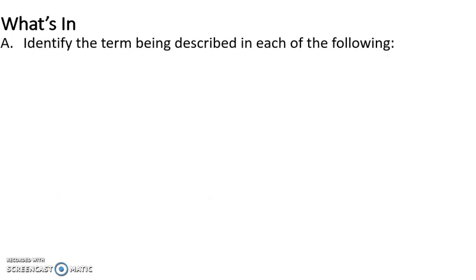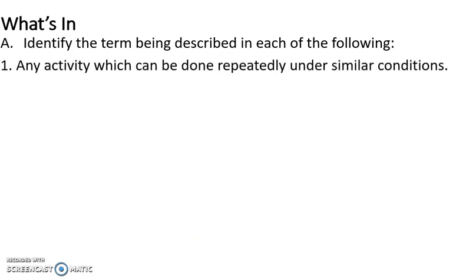Okay, let's do this. Letter A, identify the term being described in each of the following. Any activity which can be done repeatedly under similar condition. Example of this is tossing a coin, rolling a die, etc. It is called experiment or trial.